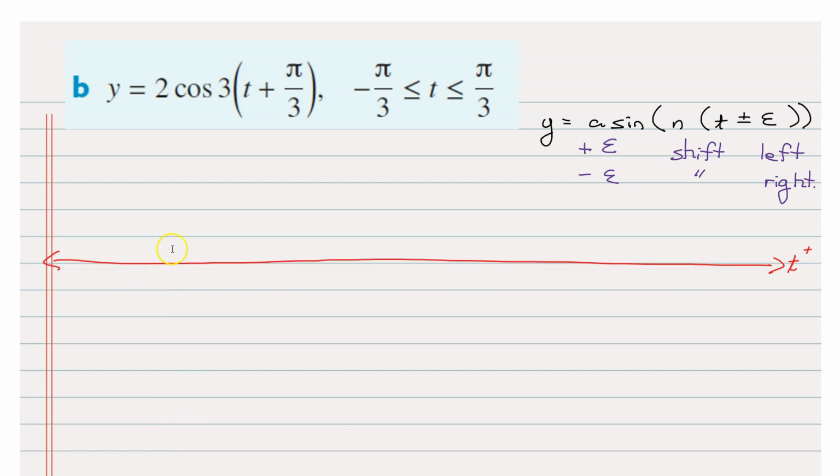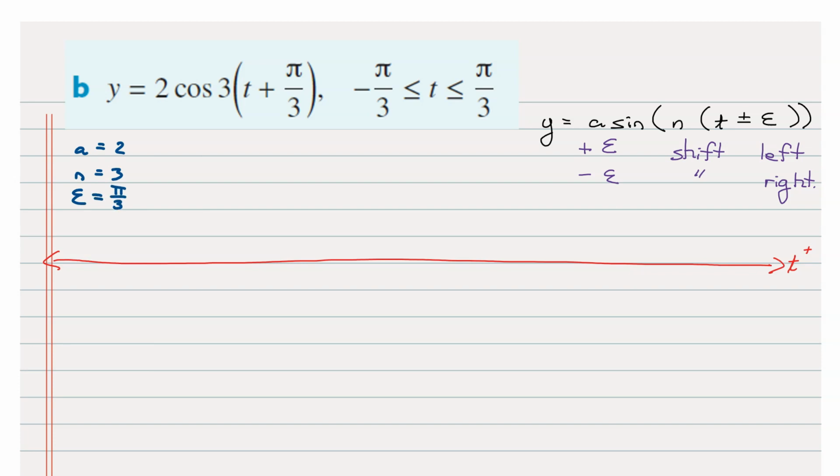In this video, we're going to have a look at how we can graph this function here over a range of negative pi over 3 and pi over 3. Notice with this particular function, it's got an amplitude of 2, a period factor of 3, and an epsilon, so a translation of positive pi over 3. Listing down all the values really quickly, we'll say a equals 2, n equals 3, and epsilon equals pi over 3.